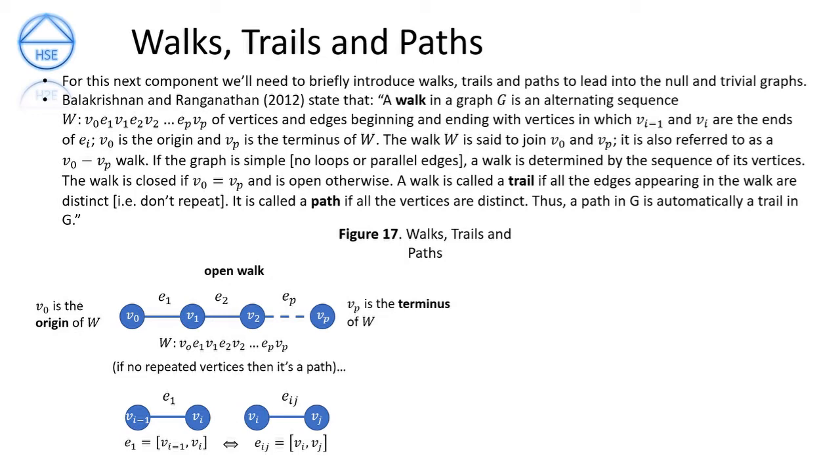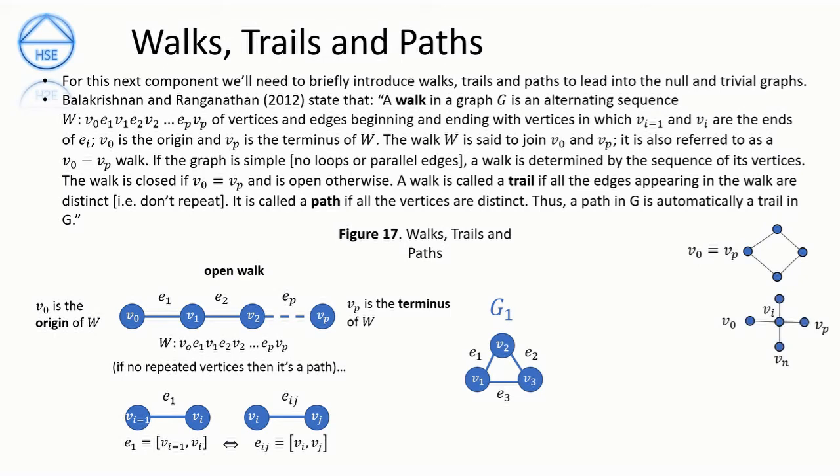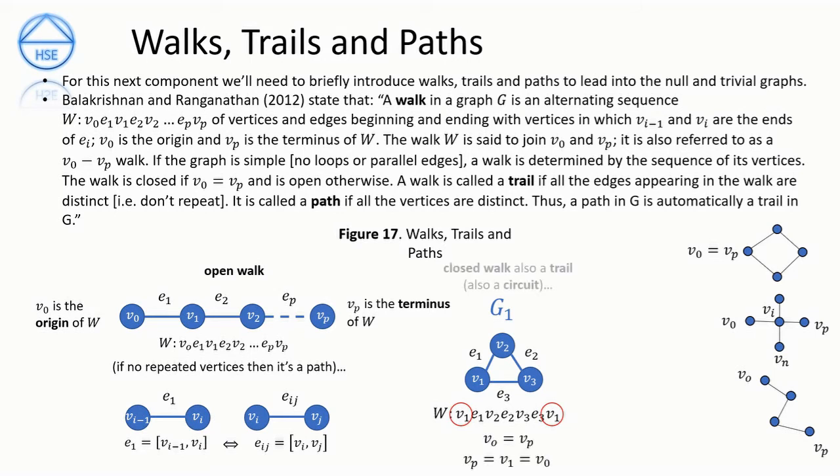Back to the paragraph. The walk W is said to join VO and VP, the start and end points. It is also referred to as a VO to VP walk. If the graph is simple, i.e. it has no loops or parallel edges, a walk is determined by the sequence of its vertices. And this is pretty self-explanatory. The walk is closed if the start point and the finish point are equal. That is, you start on the finish point, and it's open otherwise, which means you wouldn't start on the finish point for an open walk, but you would for a closed walk.